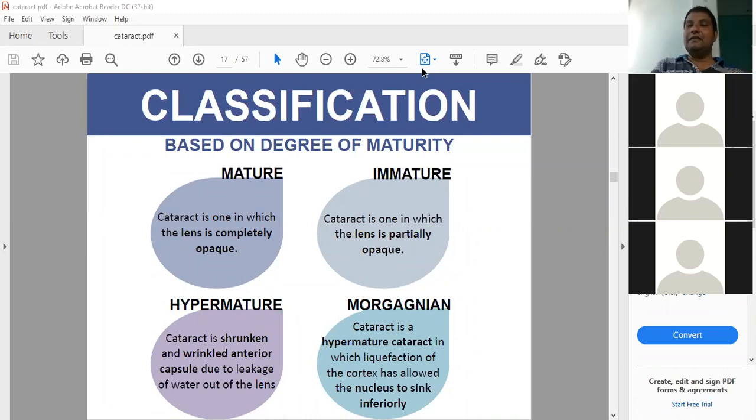And the last difference is iris shadow. Iris shadow will be present in immature cataract, whereas it will be absent in mature cataract. So in a nutshell, please remember these differences, like visual acuity, color of the lens, and iris shadow. These are the differences between mature and immature cataract.